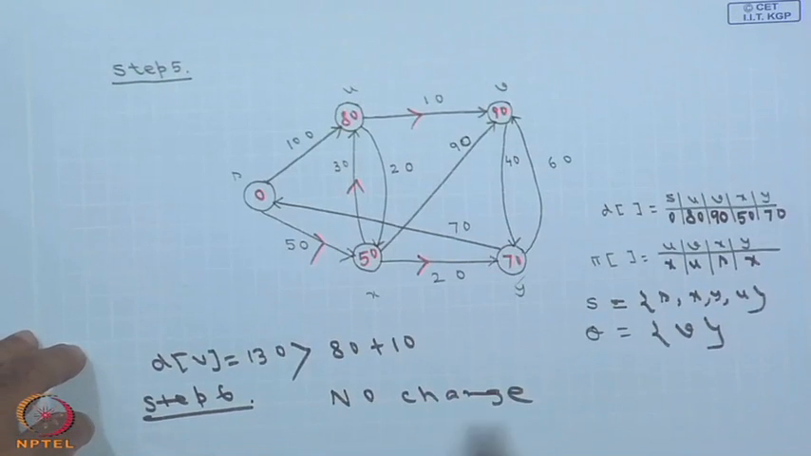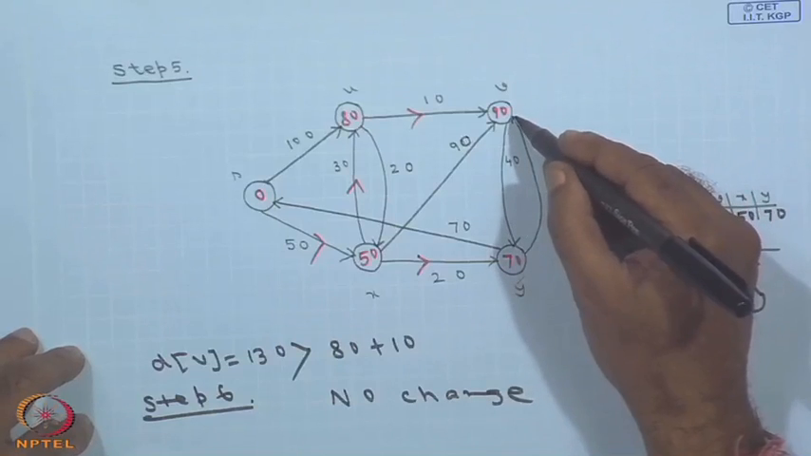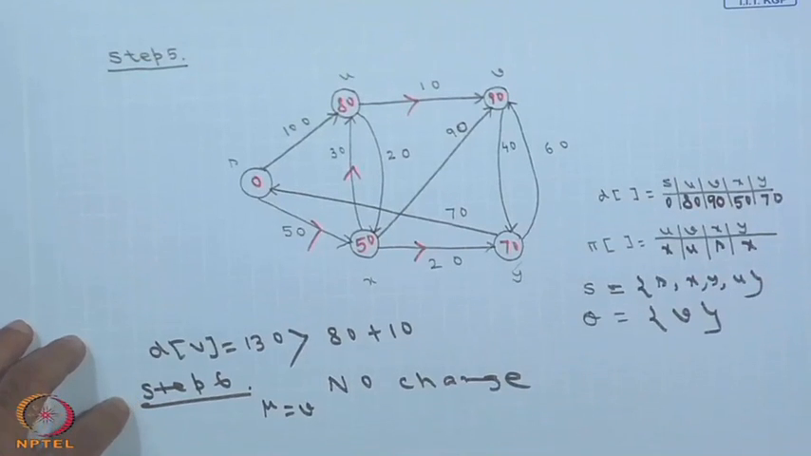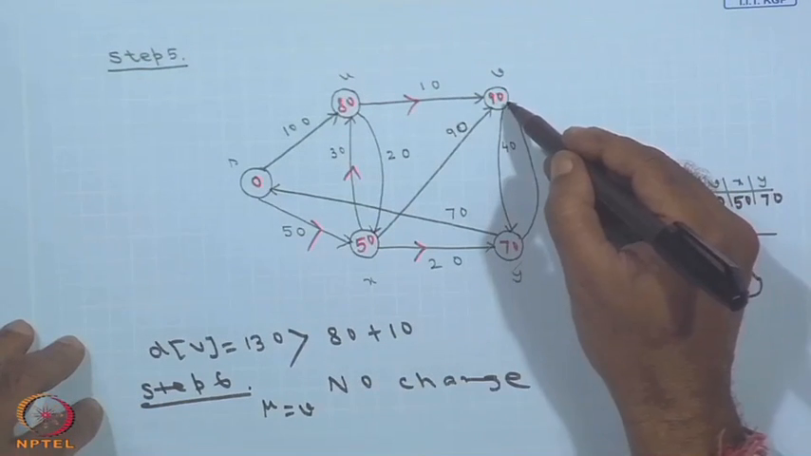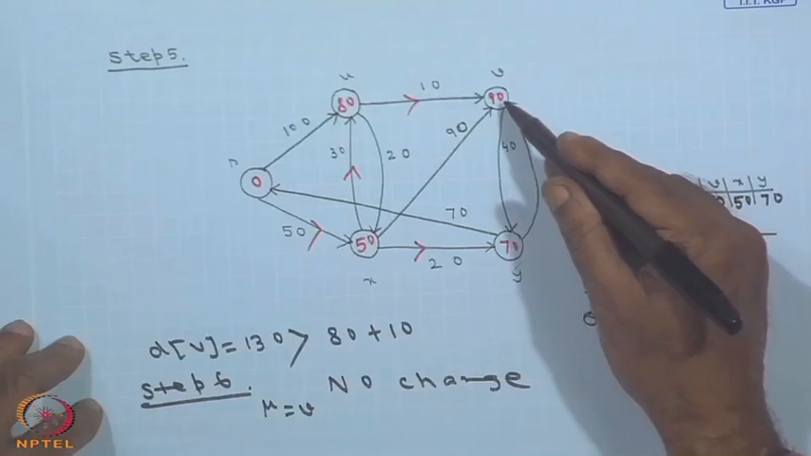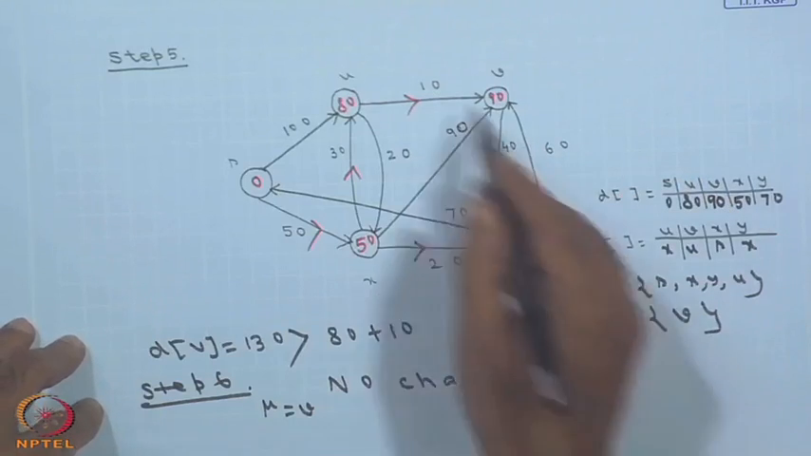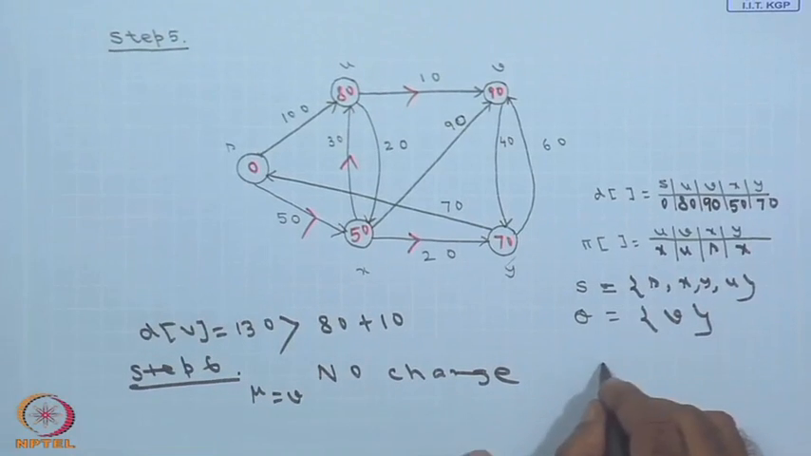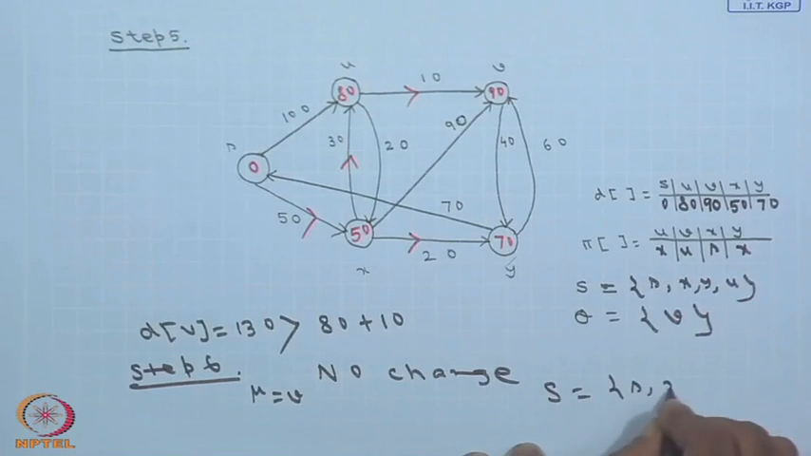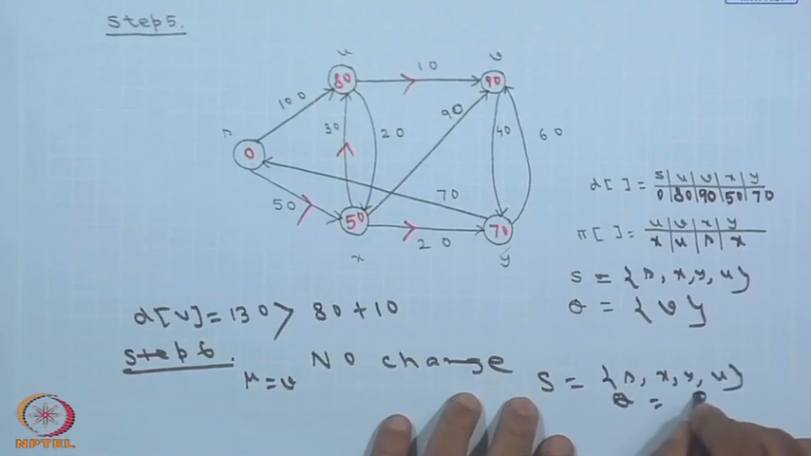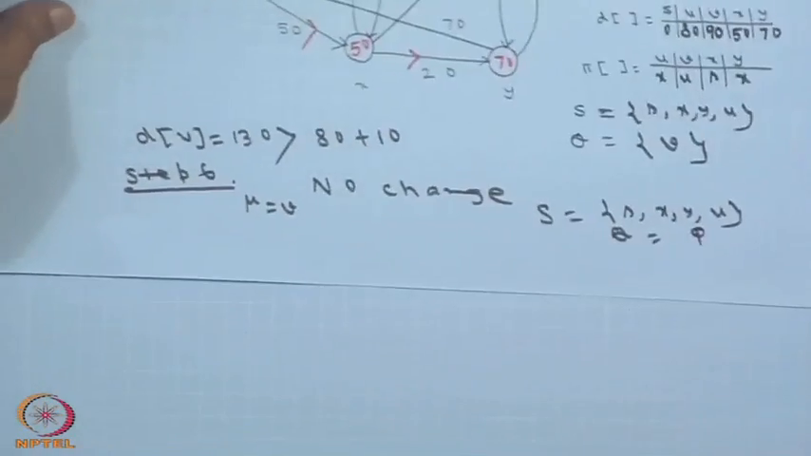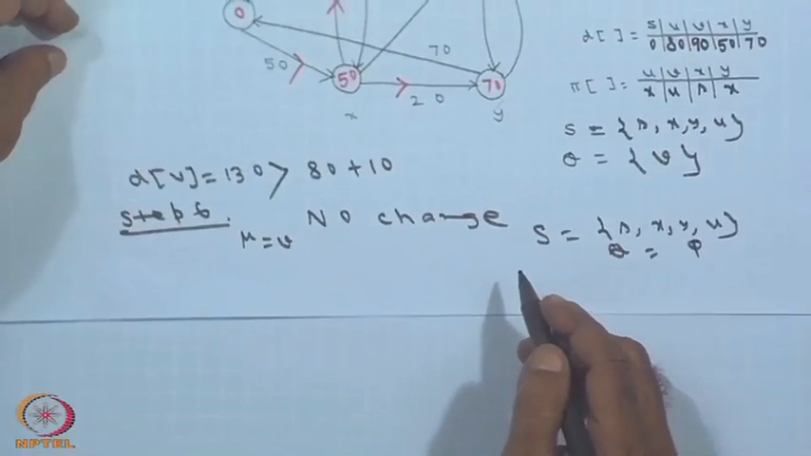Since there is no change over here in step 6, because in step 6 the adjacent was only one vertex, u equals v, adjacent was y, and the cost was more, 90 plus 40. So, there will be no change. So, this is the final graph, because now in step 6 your S will be x, y, u, and your Q will be equal to null. So, we are stopping the algorithm now. Once we are stopping the algorithm, you can say from here what will be the path.